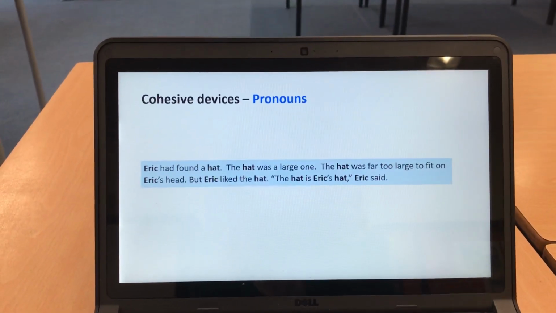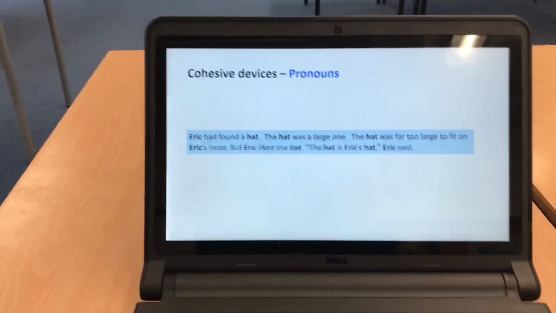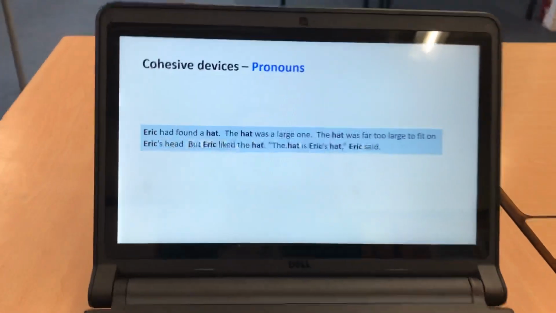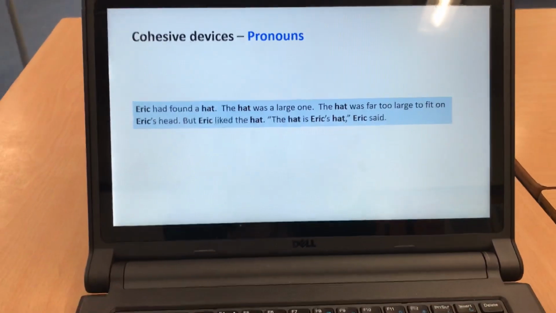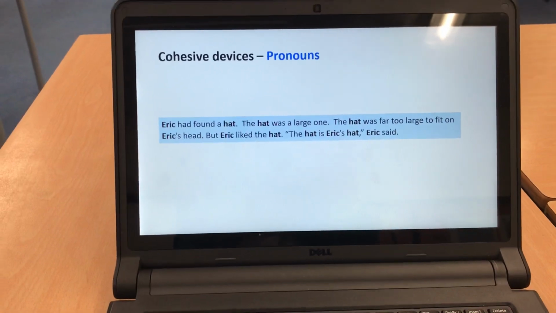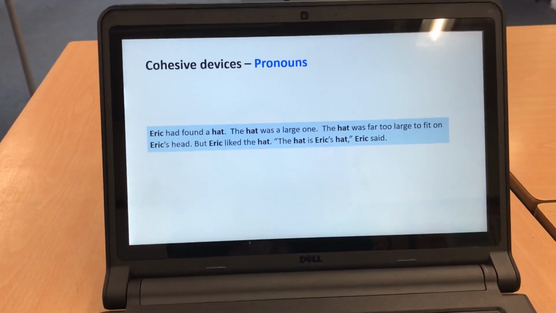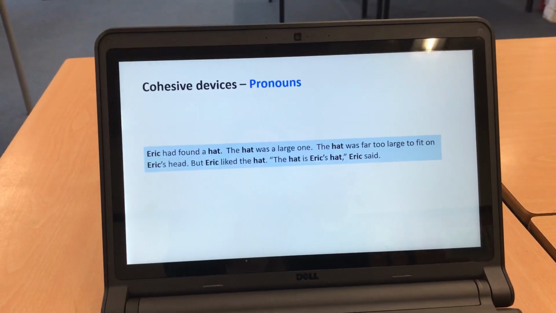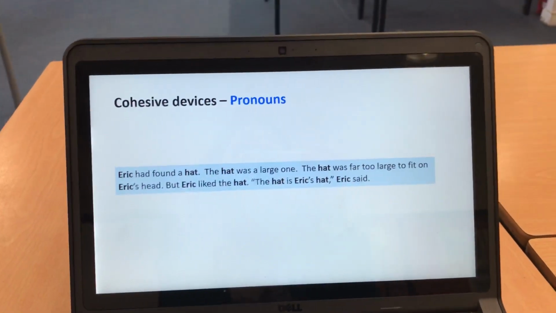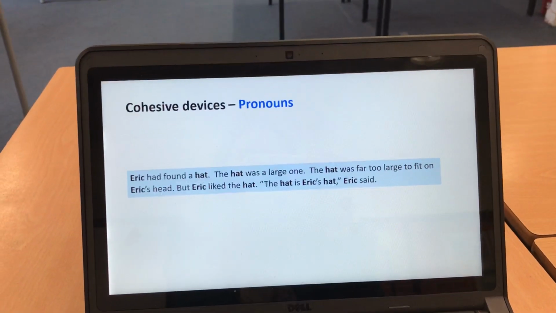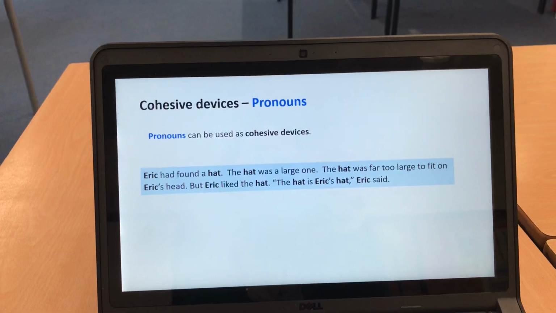So, I've got another little passage here. It says, Eric had found a hat. The hat was a large one. The hat was far too large to fit on Eric's head, but Eric liked the hat. The hat is Eric's hat, Eric said. So that seemed very simplistic, didn't it? It didn't flow together very nicely.